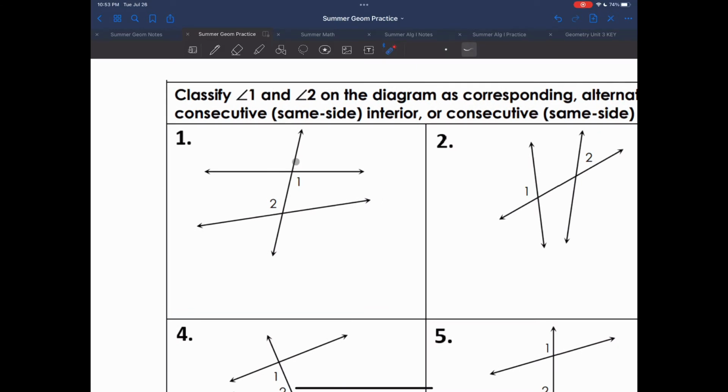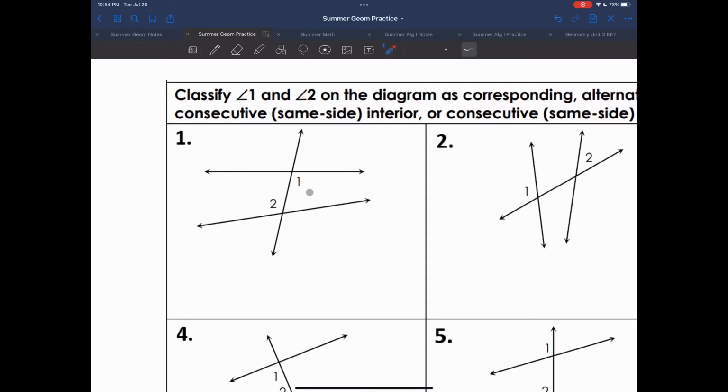Okay, so I always say first look at your transversal line. So here's our transversal. Are the angles on the same side of that transversal or on opposite sides? Well, they are on opposite sides, okay? So I know it's not gonna be a same side type of angle relationship. It's gonna be an alternate one. All right, so it's either alternate exterior or alternate interior angles.